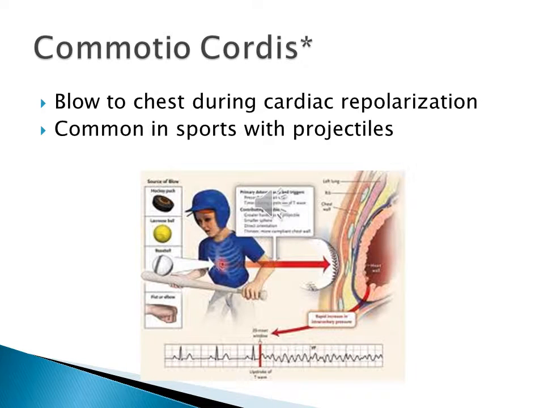Commotio cordis is when there's a very focal hard blow to the chest region during cardiac repolarization. So during a certain part of the heart's contraction cycle, if a very focal, forceful strike to the chest happens, it could actually cause the heart to go into an arrhythmia. It could cause it to go into ventricular arrhythmia. Again, the picture illustrates this and gives some examples of common projectiles where this could happen. It has to hit just right at that time, and this does happen.